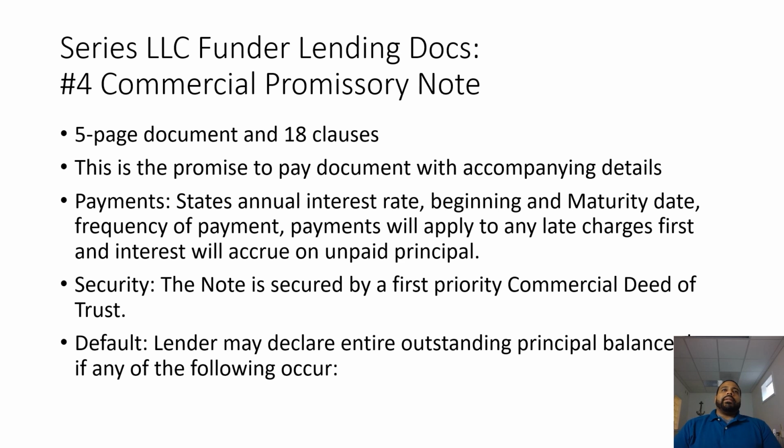Also, a security clause. It identifies that this promissory note will be secured by a deed of trust, and that deed of trust will be first priority, meaning outside of the government, that is the first priority in case of any lawsuit. The default clause: a lender may declare the entire outstanding principal due if any of the following things occur. We'll find out on the next slide.